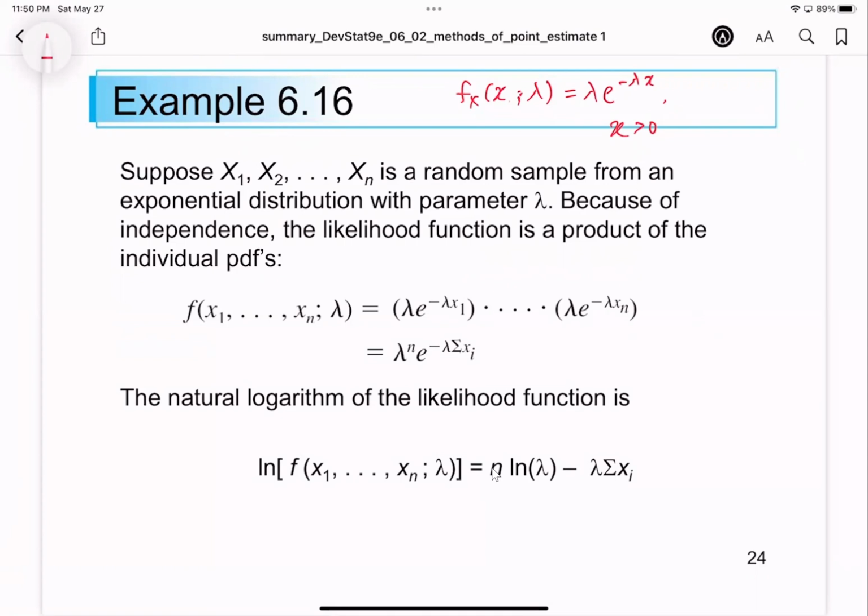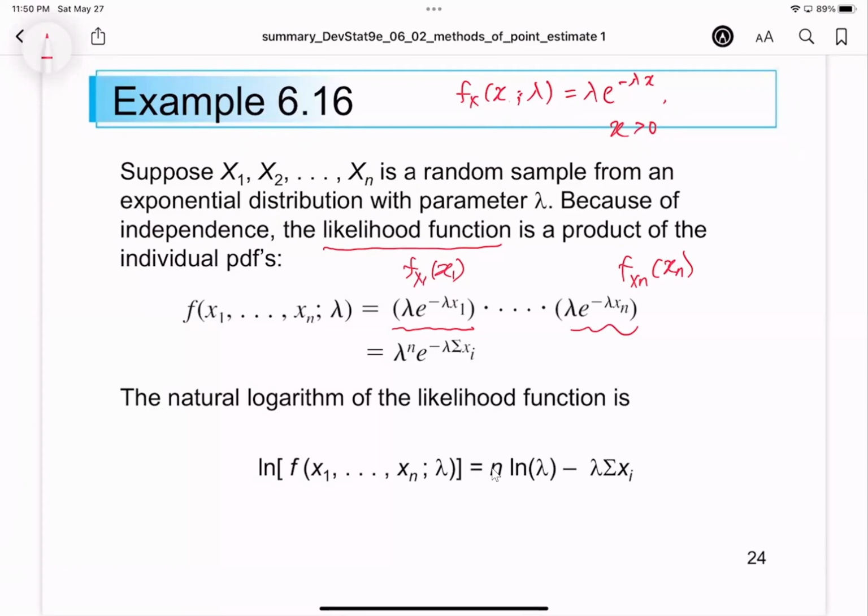First, let's write down the likelihood function. The likelihood function is the joint probability distribution of all of them. So this one is f of x1, the first observation's probability density, and so on. This one is the last observation's probability density. They are multiplied together because they are independent.